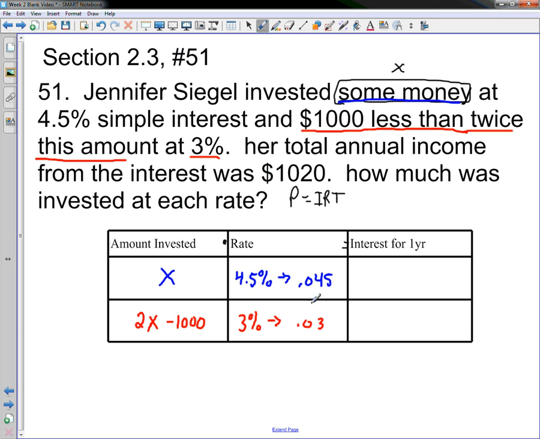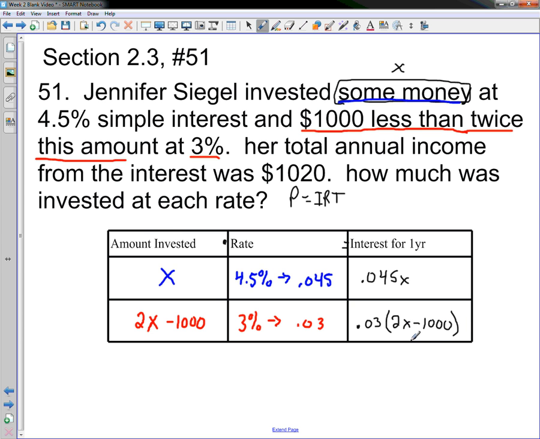Okay. So when we multiply these together, this is going to tell us how much interest we've earned for 1 year. So I'm going to take x times 0.045, or 0.045x. This is how much interest we're going to earn in 1 year if we know the amount invested. On the bottom, we have 0.03. Now I'm going to multiply it by this 2x minus 1,000. We would have to find this amount first before we multiply it by the 3%. So what we do is we put it in parentheses.